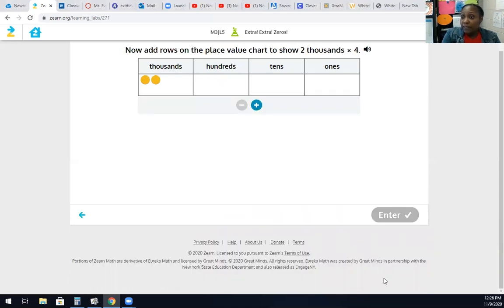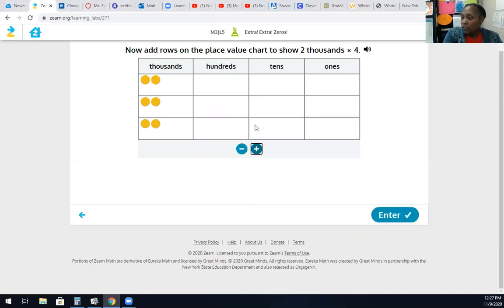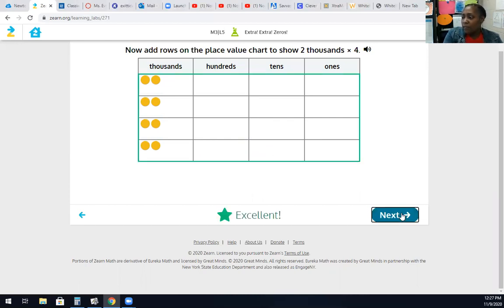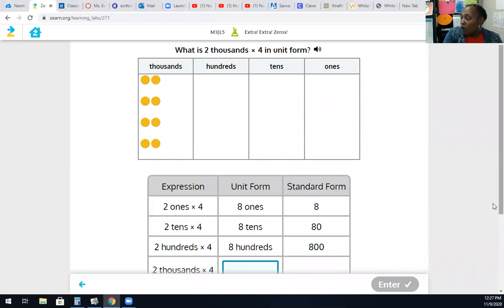Woof. Now we have bigger numbers. Add rows to show 2,000 times 4. You think you can do that? I think you can do that. We're going to add, again, we need to get to 4 because it said times 4. 1, 2, 3. We added 3 to get to 4. I bet you already know the answer. I bet you know what's going to come next. Let's hit enter and see if we're right. Excellent. We're right. Now, let's go all the way down here to the bottom.